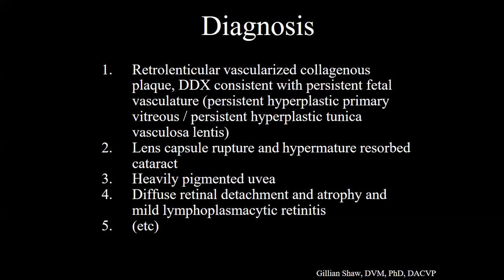Boxers are the sort of number two breed, excuse me, for uveal melanosis, which is a non-neoplastic proliferation of melanocytes in the uveal tract that leads to pigmentary issues in glaucoma frequently. So I'm not sure if this dog just has a heavily pigmented uvea or melanosis, because there were quite a few other reasons for glaucoma in this eye.